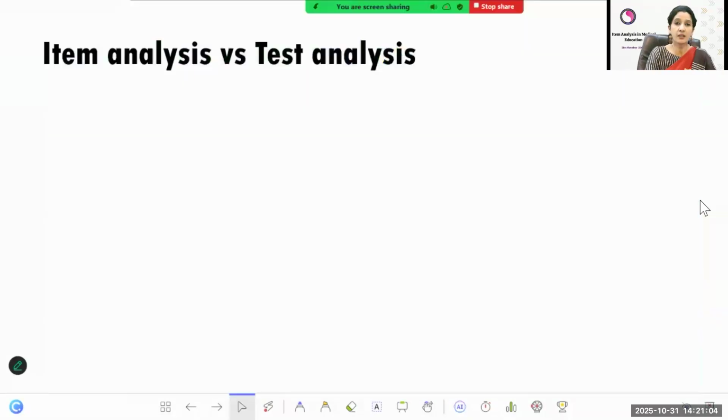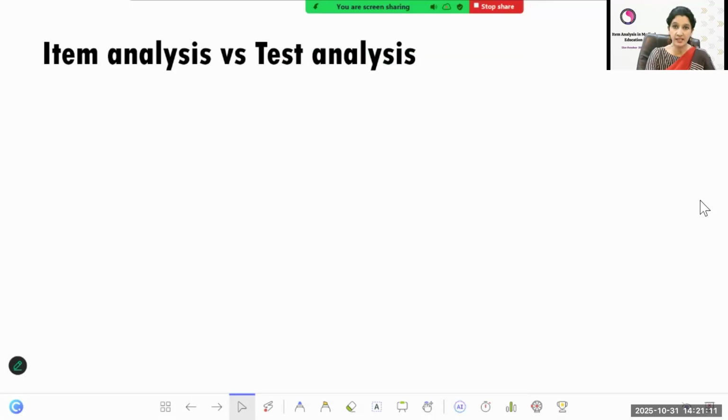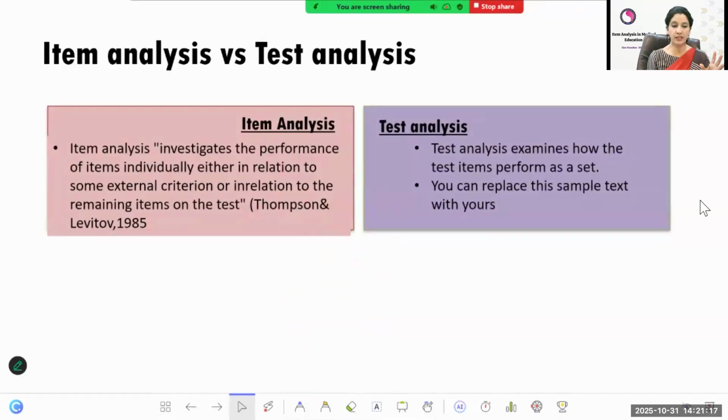So now we are doing the item analysis. I don't know whether we will be able to conduct the test analysis today, but there is something known as test analysis. Until this time we have talked about the item analysis.